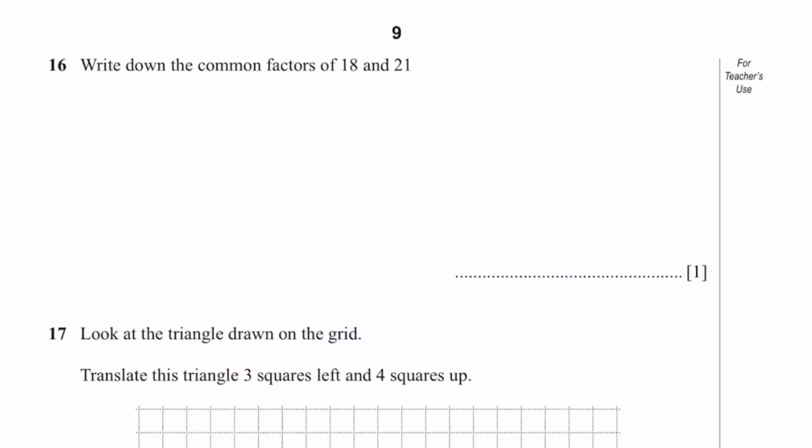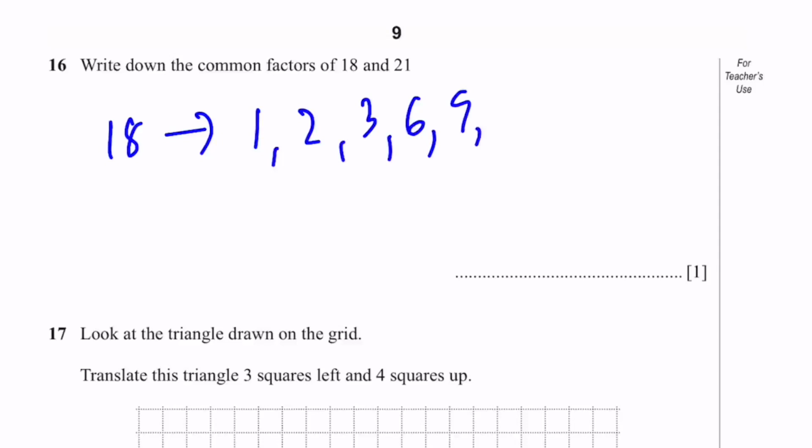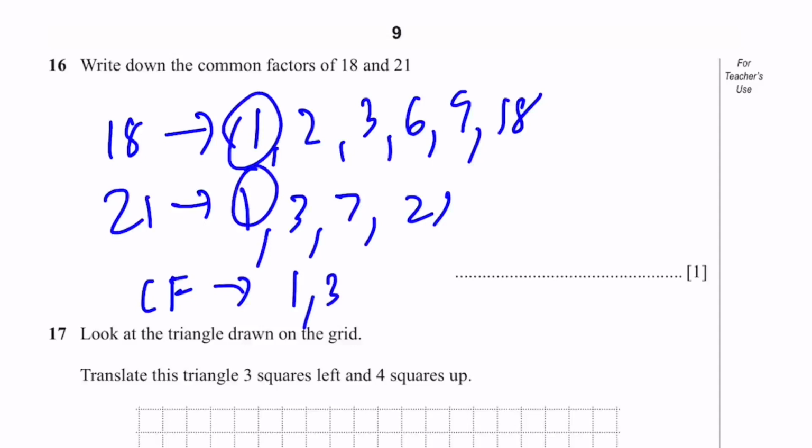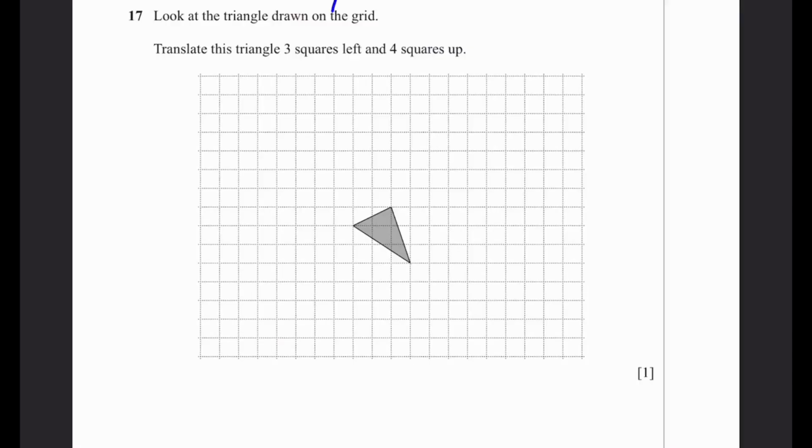Question 16. Write down the common factors of 18 and 21. So 18 is 1, 2, 3, 6, 9, and 18. These are the factors. And now 21 has 1, 3, 7, and 21. Therefore, the common factors are 1 and 3 because both of them are present in 18 and 21. So that's the answer.